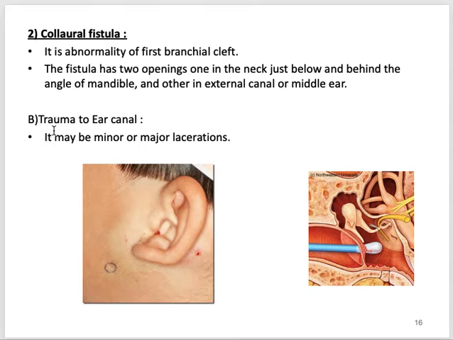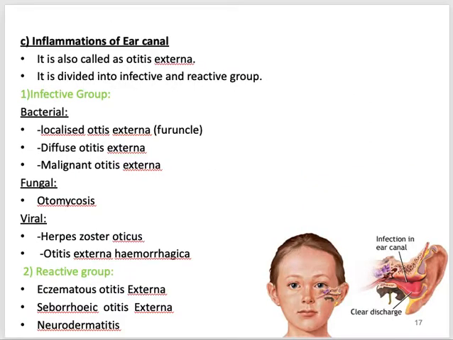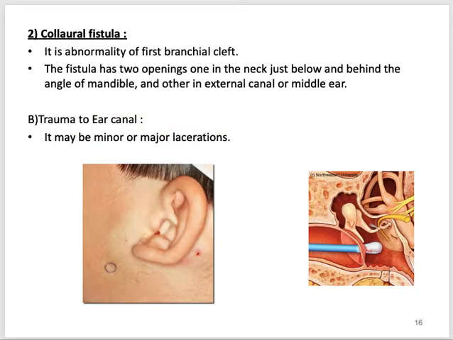Trauma to the ear canal is very, very, very common. It could be minor, or it could be major. You can see over here, like someone put a cotton bud and ruptured the tympanic membrane. Minor lacerations of the canal are common with scratching of ears with hairpins, matchsticks.